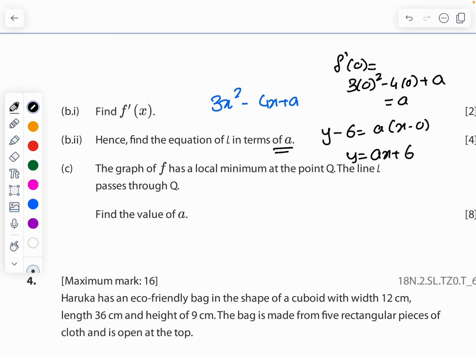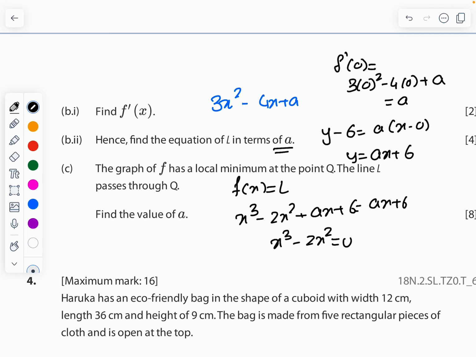The graph of f has a local minimum point at Q. The line L passes through Q. So for that, f of x should be equal to L. x cubed minus 2x squared plus ax plus 6 should equal ax plus 6. Now ax plus 6 cancels, so x cubed minus 2x squared equals 0. Take x squared common: x squared times x minus 2 equals 0. So either x equals 0 or x equals 2. So I got the value x equals 2 at Q.